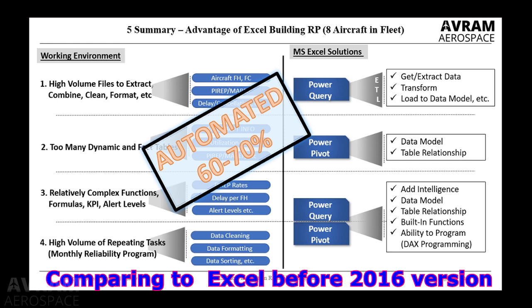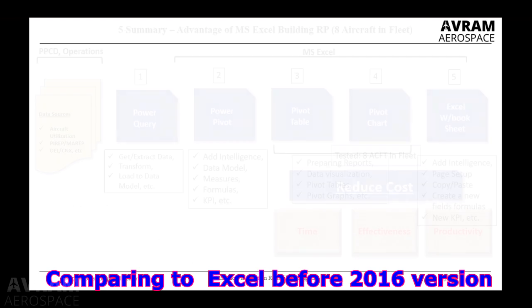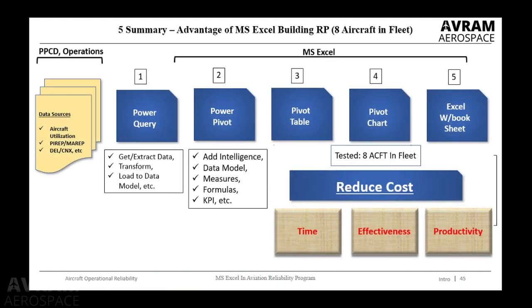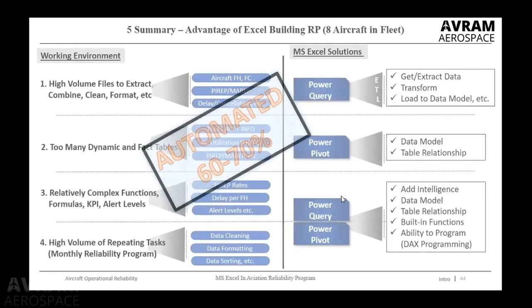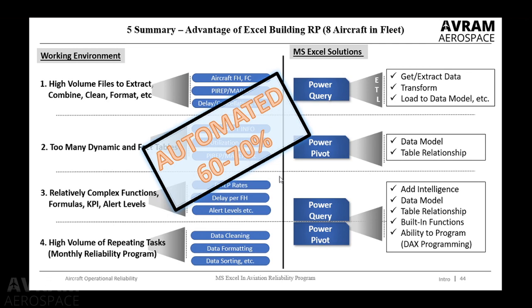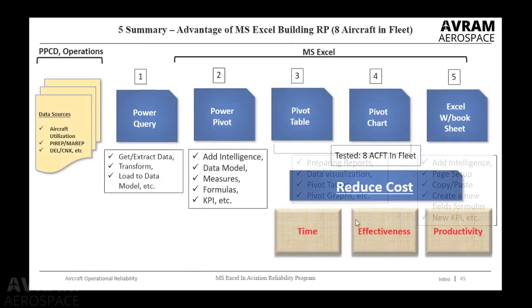We can automate 60-70% of tasks building our reliability program using Microsoft Excel 2016 and later. And do we reduce cost, talking about based on testing 8 aircraft in fleet? Answer is yes, because if we automate 60-70% of tasks, definitely we can reduce time, improve effectiveness and productivity.